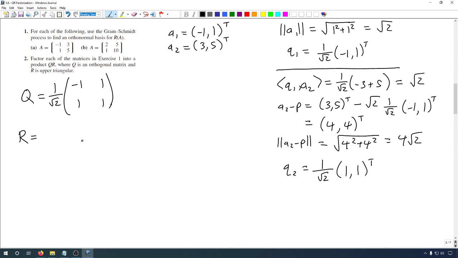R is going to be made up of the things that we're actually working with. First of all, this is going to be a 2 by 2 upper triangular, so there's a 0 there. Our diagonal elements are going to be our norms. Our first norm was square root 2. Our second norm was 4 square root 2. And then up here we're going to put our inner product. The 1, 2 entry that we dealt with is square root 2. Or in other words, let's pull out that square root 2 and get (1, 1; 0, 4).